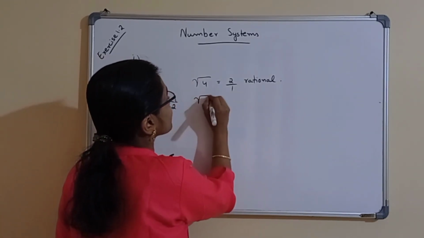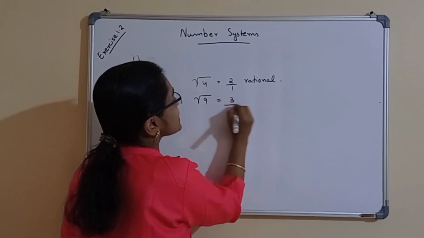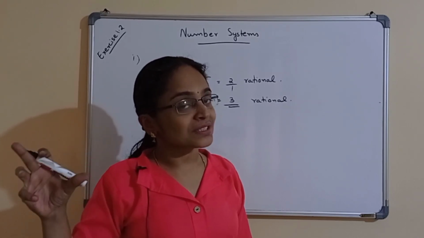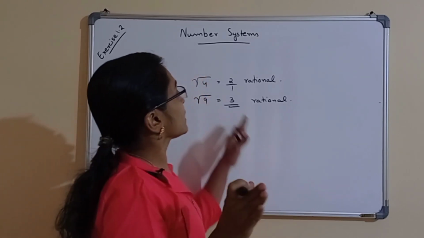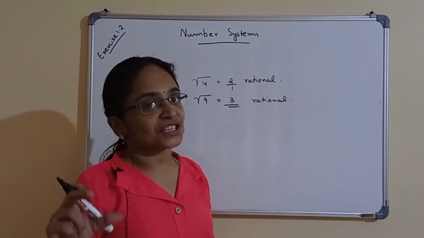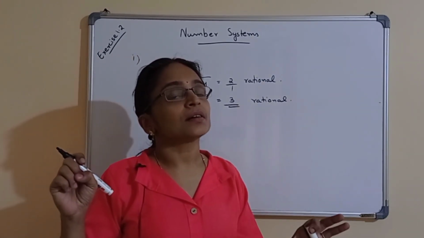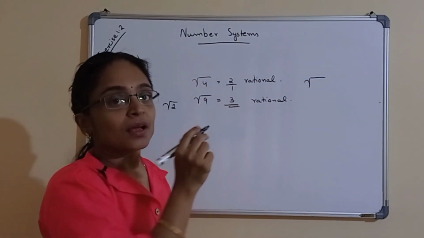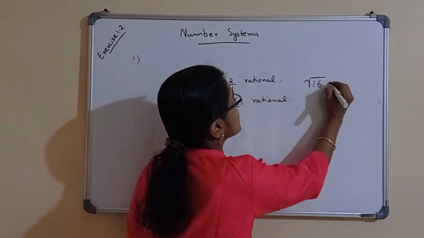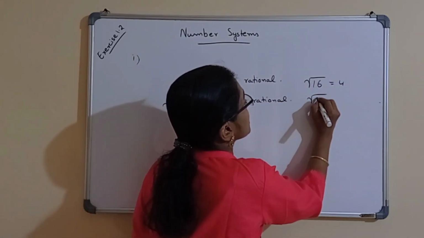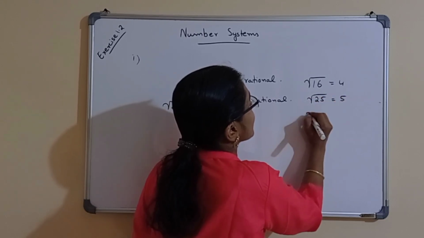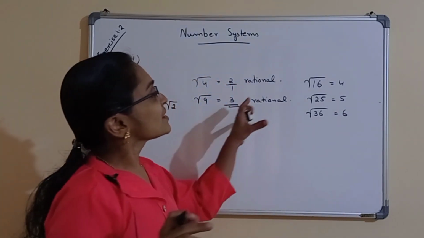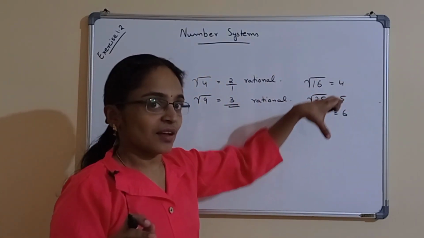And square root of 9, what is square root of 9? It is 3, which is rational. So, are the square roots of all positive integers irrational? No, they are not irrational. Some are rational. That is, if it is a perfect square, like root 4, root 9, root 16 is 4, then root 25 is 5 and root 36 is 6 and so on. So, these are not irrational numbers.